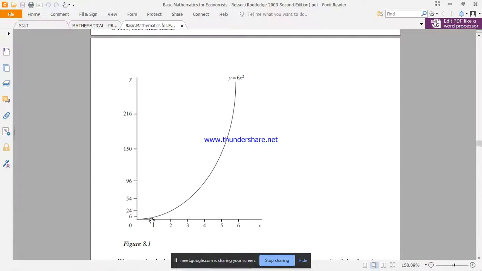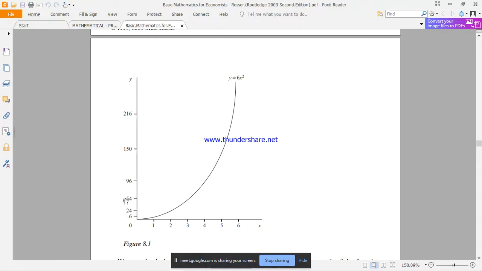If we're at this point (1, 24) and we move a unit from 1 to the positive side, so I'm moving from 1 to 2, because of this change from 1 to 2, y has changed from 24 to 54. Now I will try to find the slope, the change in y per unit change in x. So how do we find that?